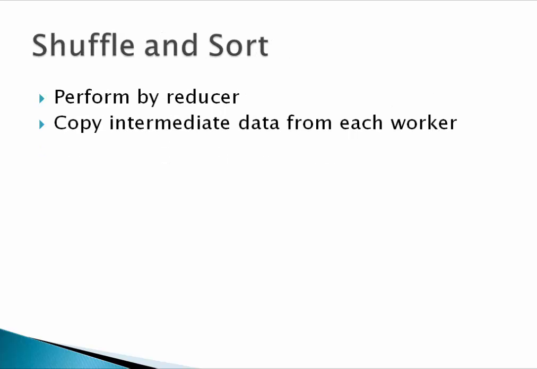Now the shuffle and sort part. The shuffle and sort part is generally done by the reduce function, and it works by copying the intermediate data from each worker. This copying of data over the network is needed because the data is not stored on a single machine or data node in the cluster; it is distributed all over the network.